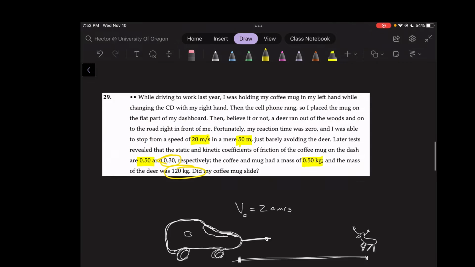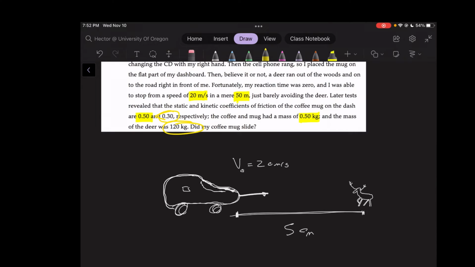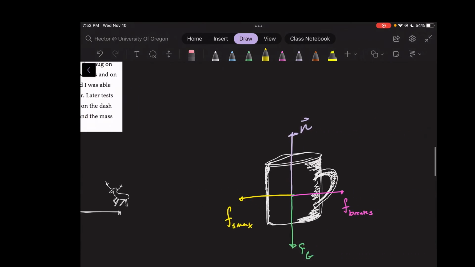Just to visualize it a bit better, we have a graph here of what I'll call the total system: the car, the road, the deer. The car's going at 20 meters a second towards the deer, which is 50 meters away. It will eventually slow down and not hit the deer. So if we go to a force diagram of our coffee mug, we can see that there's this.